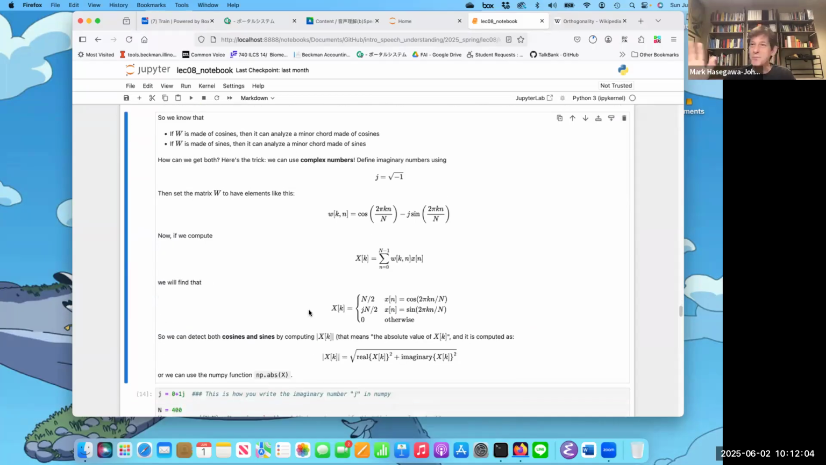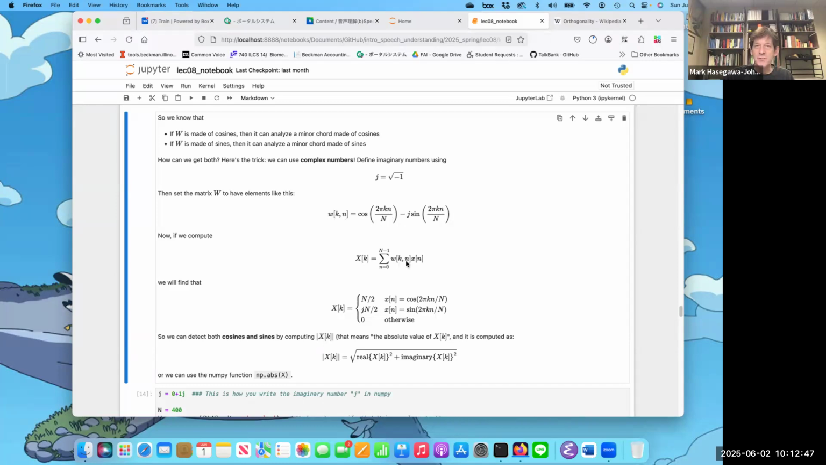And so Fourier's brilliant idea, what Fourier proposed is, all right, let's do both. We'll put the cosines into the real valued part, and we'll put the sine wave into the imaginary valued part. And he used this idea that you might have seen from high school algebra called imaginary numbers, right? We'll invent an imaginary number. j is the square root of -1. Right? We'll use this imaginary number j to mean the square root of -1. And we'll say that w of k comma n is equal to the cosine of 2 pi kn over capital N minus j times the sine of 2 pi kn over capital N.